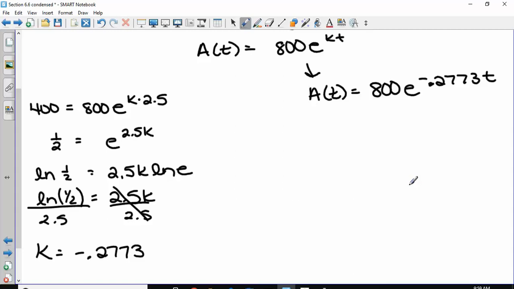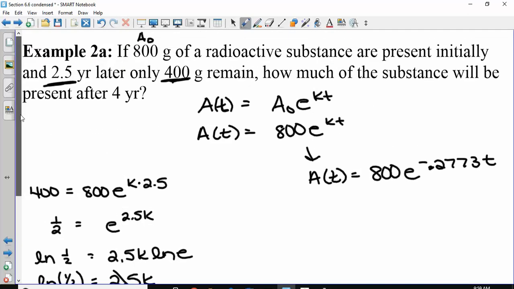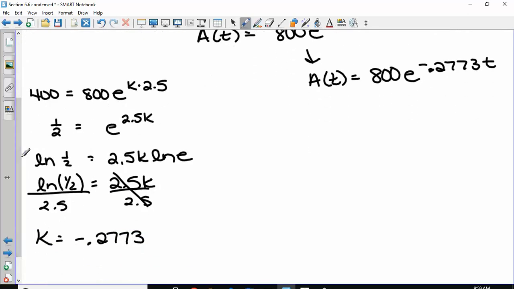Now I know the function, so we can answer the question. How much will be present after 4 years? So what are we going to do? Plug in a 4. So you just grab your calculator and replace your t with a 4.